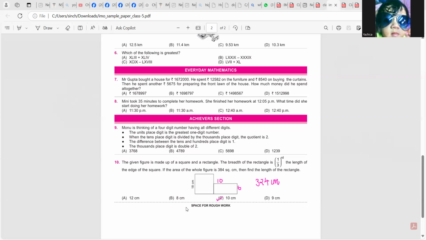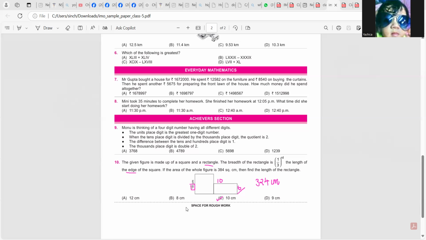Now it is telling the given figure is made up of a square and a rectangle that we already know. The breadth of a rectangle is 1/3 the length of the edge of the square. Edge. That means 18 centimeter divided by 3 into 1. So 18 centimeter divided by 3 is equal to 6 centimeter, and 6 centimeter into 1 is 6 only. So the breadth is 6.